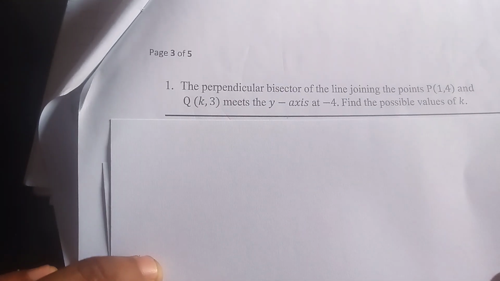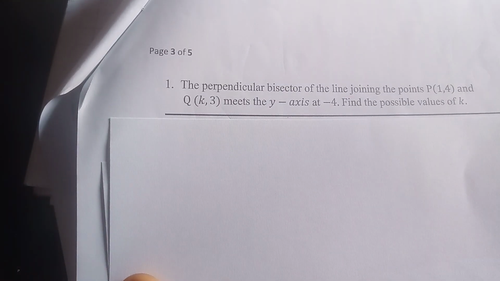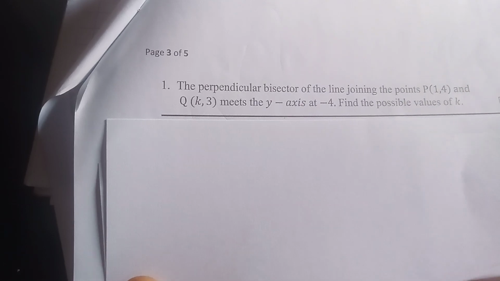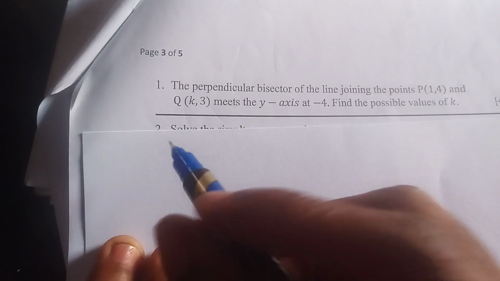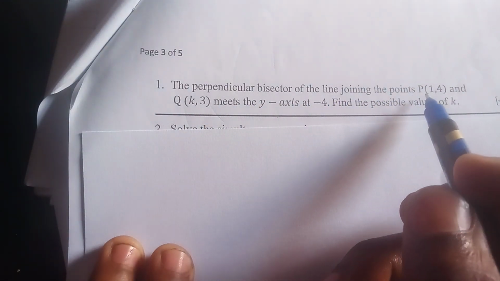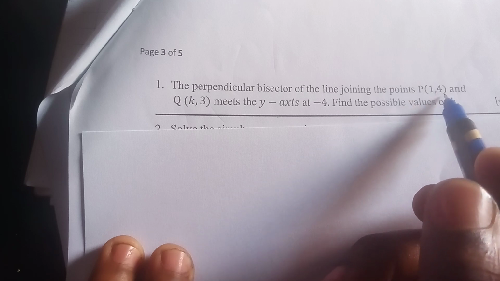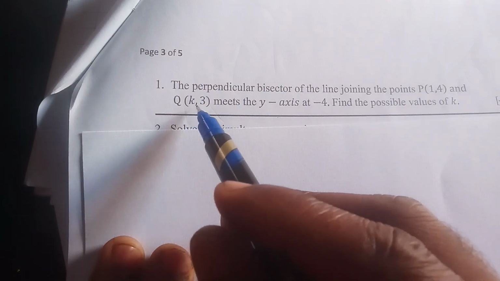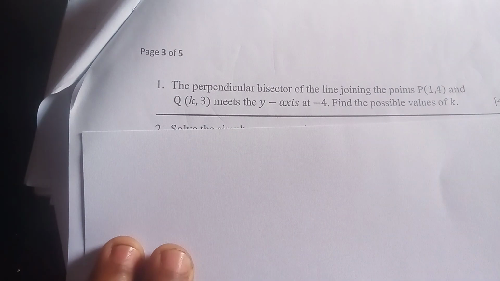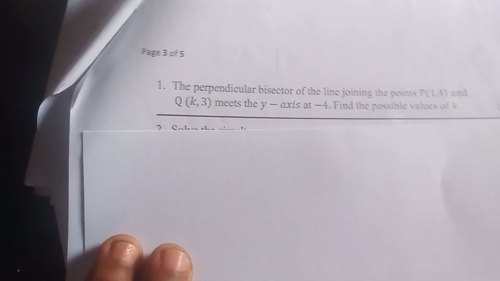Okay, so question 1, this is from 2024 GCE, paper 1, I think. The perpendicular bisector of the line joining the points P, which is (1,4), and Q, which is (k,3), meets the y-axis at -4. Find the possible values of k.